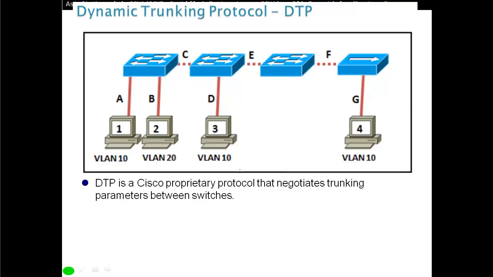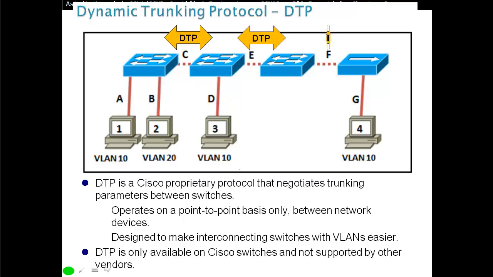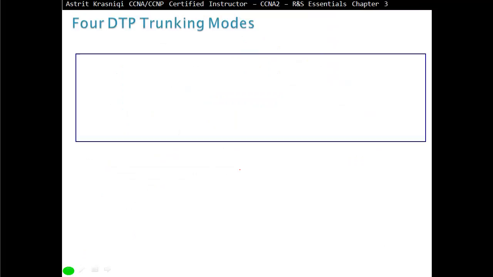So DTP is, again, a Cisco proprietary protocol that negotiates trunking parameters between the switches, operating on a point-to-point basis only between network devices. It's designed to make interconnecting switches with VLANs easier. DTP is only available on Cisco switches and not supported by any other vendors.